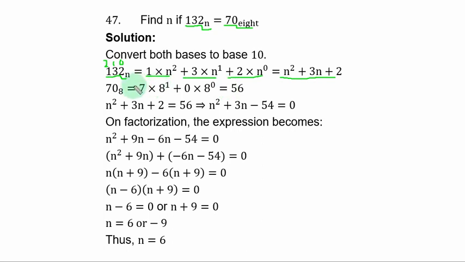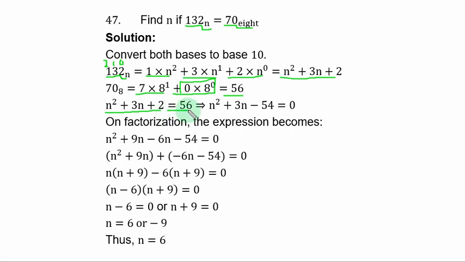The right hand side, you have 7 times 8 power 1. The position of 7 is 1 and 0 is 0. Then followed by plus 0 times 8 power 0. This term becomes 0. So you have 7 times 8 power 1, and that is 56. So you equate both sides. This is the result for the first side and the second side.